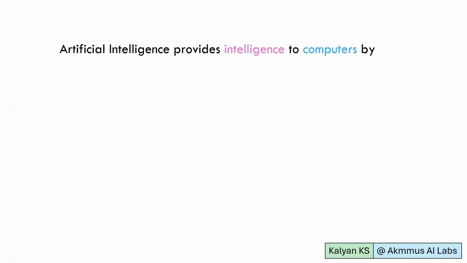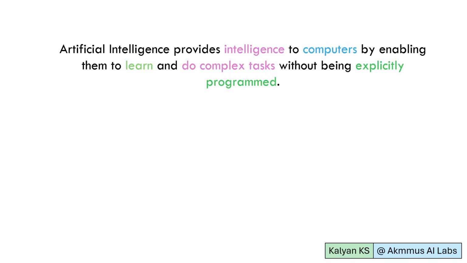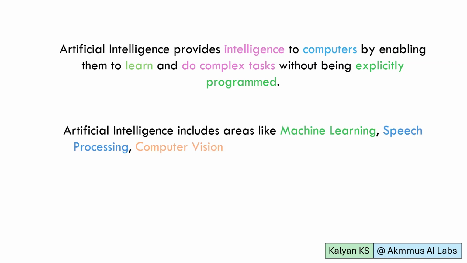To summarize, artificial intelligence provides intelligence to computers by enabling them to learn and do complex tasks without being explicitly programmed. And artificial intelligence includes multiple areas like machine learning, speech processing, computer vision and natural language processing. Each of these AI areas has its purpose.